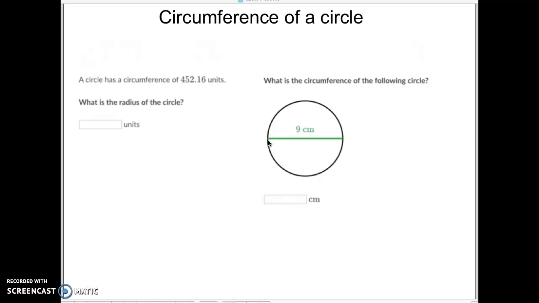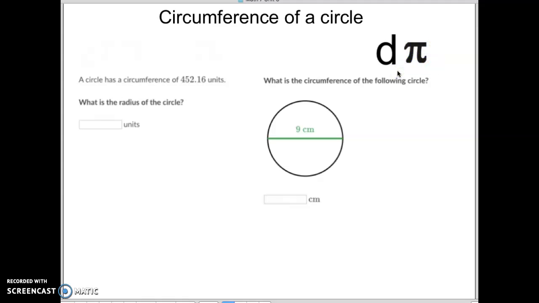You've probably heard of it, and not sure you've ever used it before, but we'll find out. When it comes to circles, we use a measurement called pi, okay? So to find the circumference of a circle, if you're given the diameter like this one, finding circumference is very easy. You simply take that diameter, which is 9, and you multiply it by pi, okay?